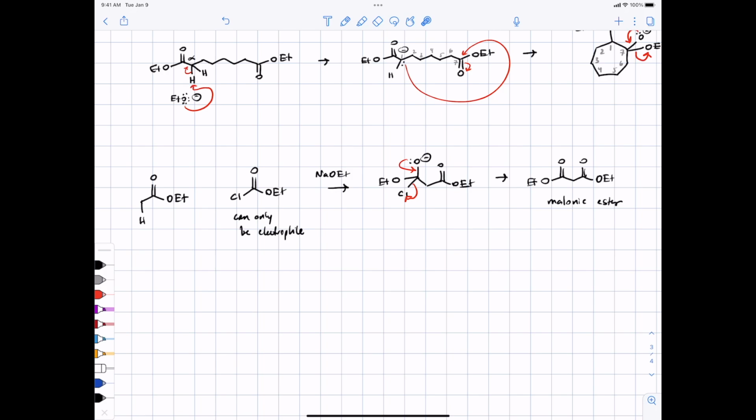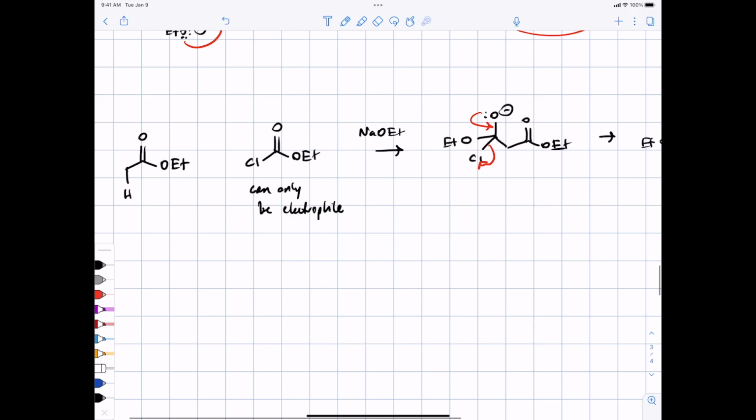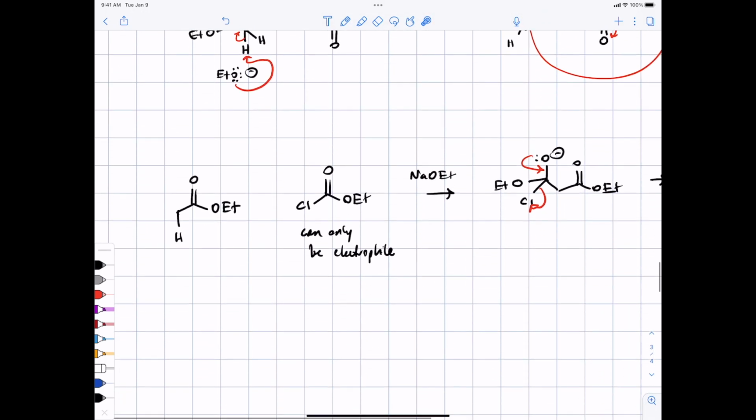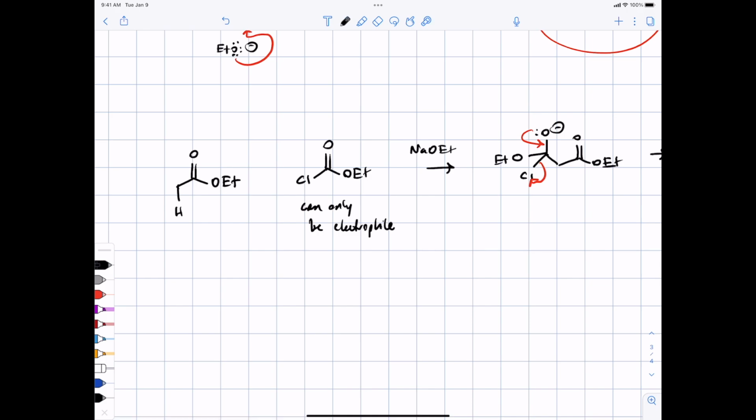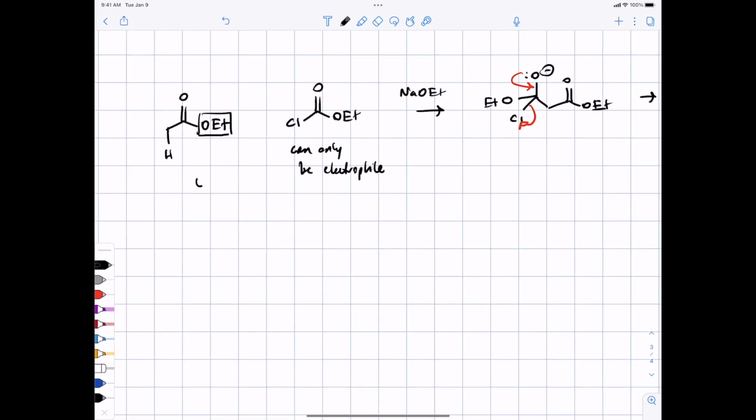Yeah? The last reaction, is ethoxide a strong base? Yes. So could that be done with any strong base? Yes. The point, though, is that with ester chemistry, if you want to do enolate stuff with esters, the thing that you're always worried about is the potential for attack of your base on the ester.